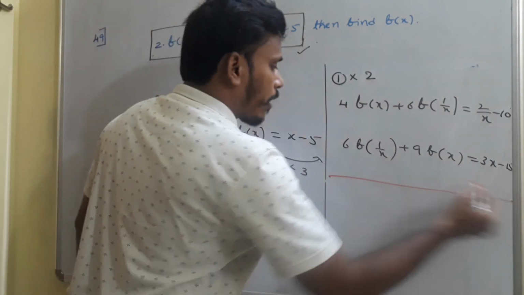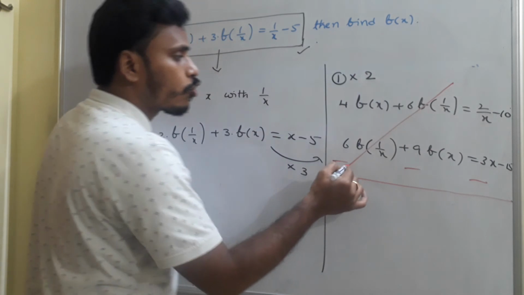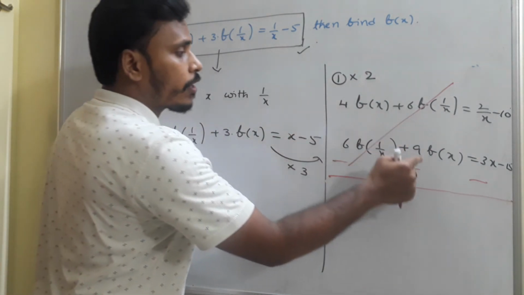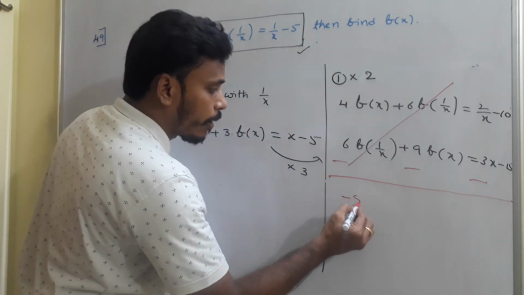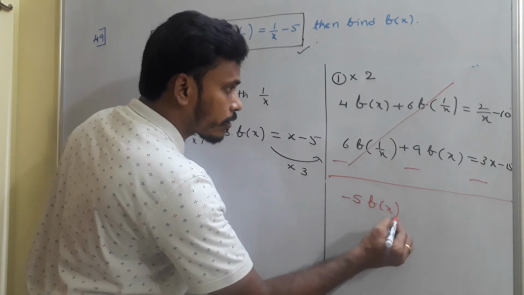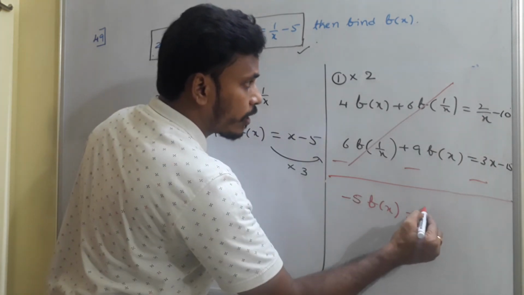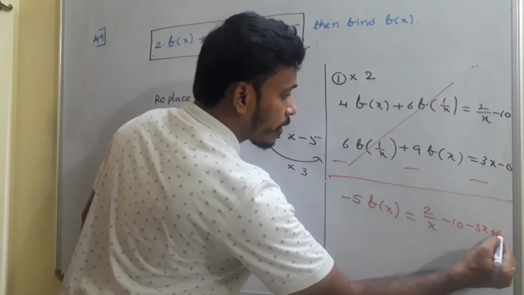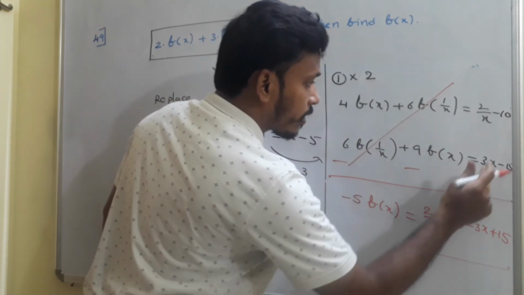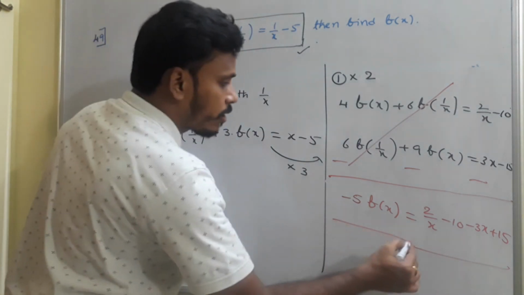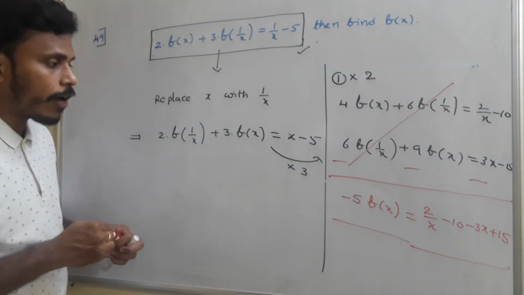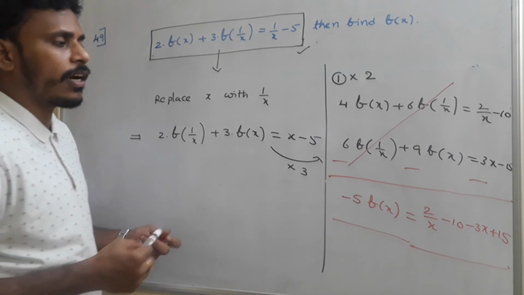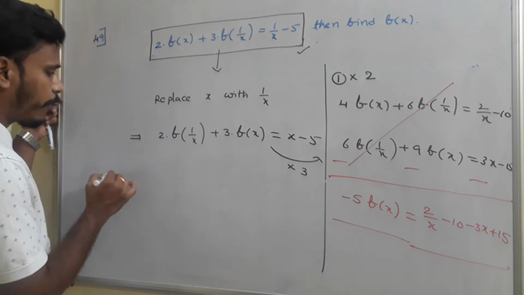If you do subtraction, minus minus minus, these two will get cancelled. 4 f of x minus 9 f of x is simply minus 5 into f of x. This is equal to what we need to take here: 2/x minus 10 minus 3x plus 15, because minus 3x, minus of minus is plus 15. This is the result at the end. Since we need f of x, send that minus 5 to that side, everything, okay, no problem.